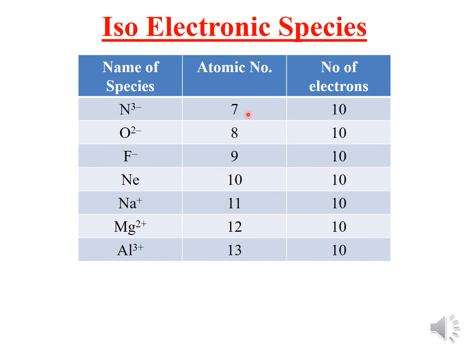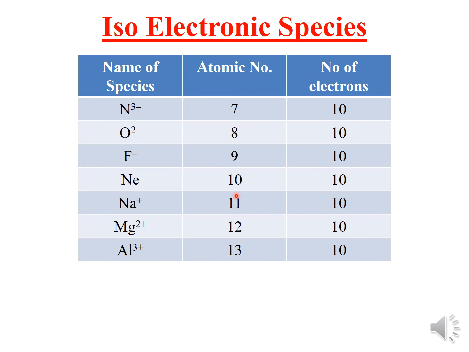Nitrogen is forming an anion, so it has -3 charge. So number of electrons will be 7 plus 3, 10. Oxygen is also forming an anion. So number of electrons will be 8 plus 2, 10. Here number of electrons 9 plus 1, 10. Neon is neutral, so number of electrons is equal to atomic number, that is 10. Sodium is forming a cation. It has plus 1 charge. So number of electrons will be 11 minus 1, 10.